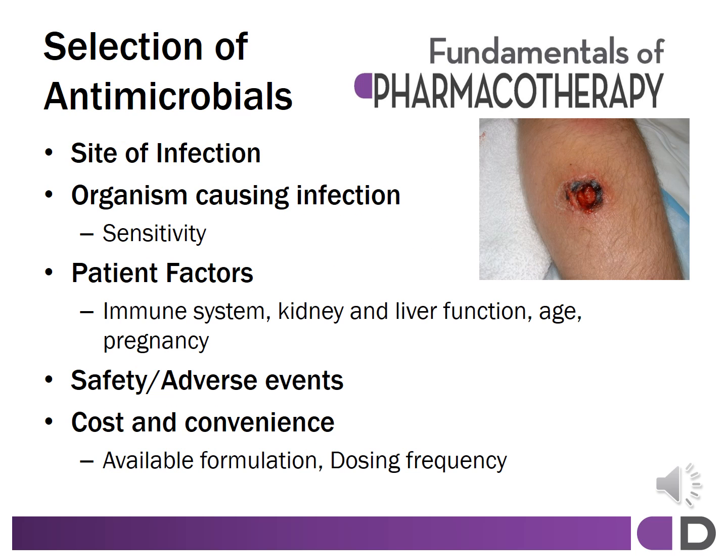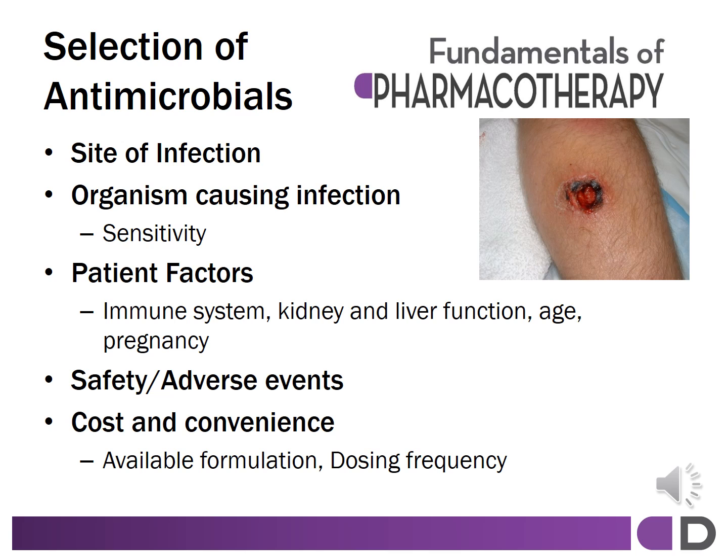So when you think about selecting an antimicrobial, there are several things to consider. You want to think about what is the organism causing the infection and what agents are effective at killing this organism. This is also called sensitivity. For example, if an antibiotic is effective at killing a bacteria, then that bacteria is considered to be sensitive to that drug. You also need to consider the site of infection.